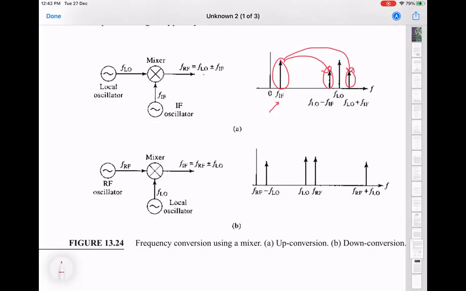And again, you create sums and differences. But now, because the RF frequency is typically very close to the LO frequency, the sums and differences are not close to each other like in this case. So see here, the LO is the high frequency and IF is the low frequency. So LO plus IF and LO minus IF are all close to each other. But in this case, you have LO and RF close to each other, and the difference is at a much lower frequency, and the sum is at a much higher frequency.